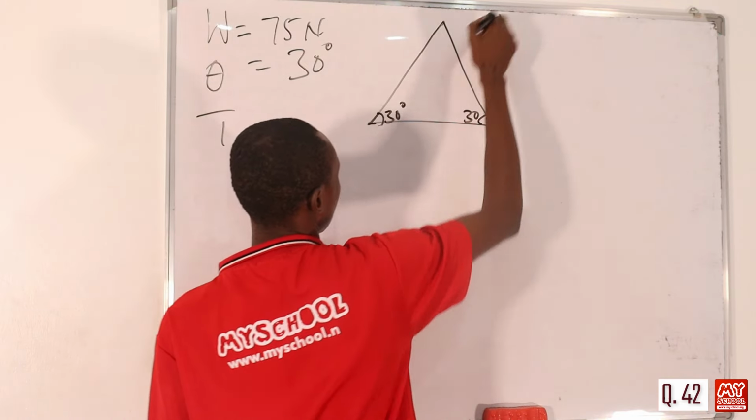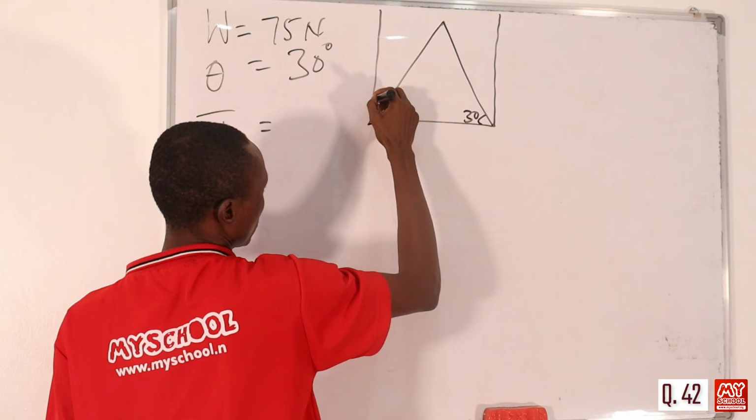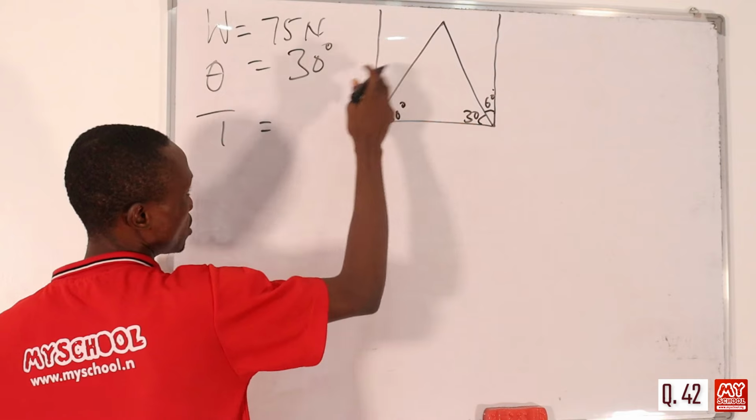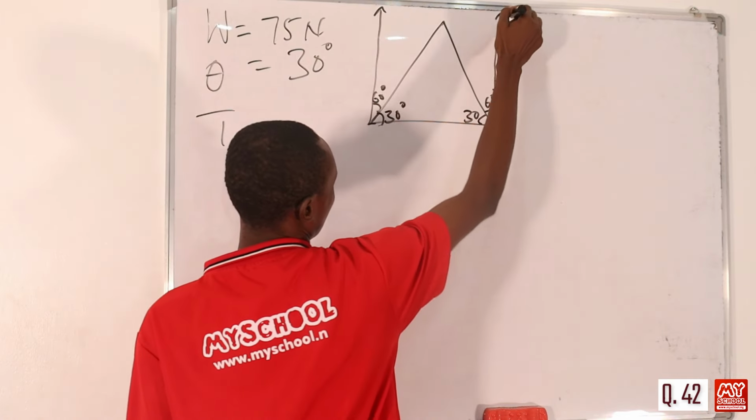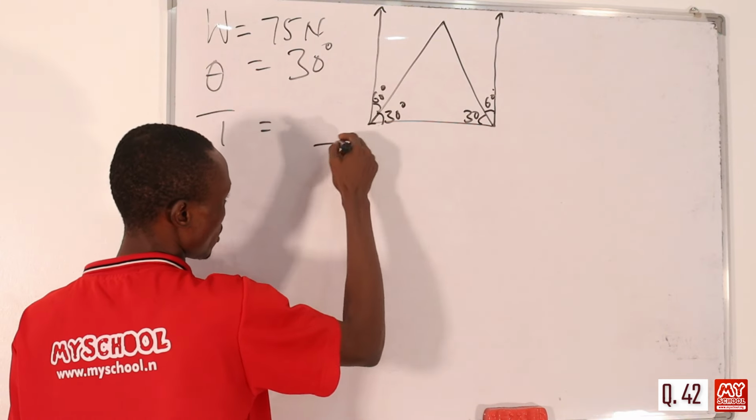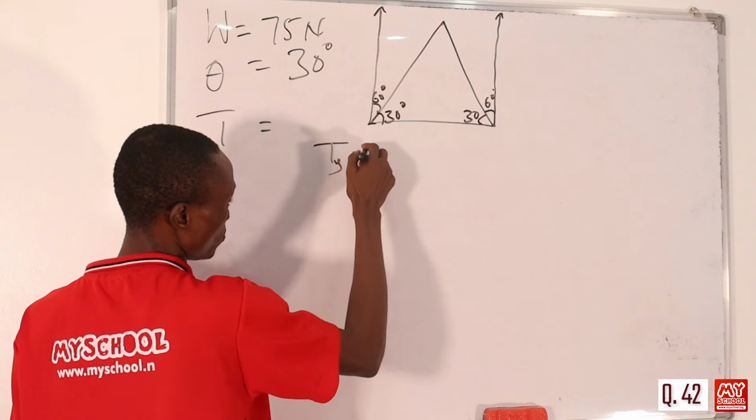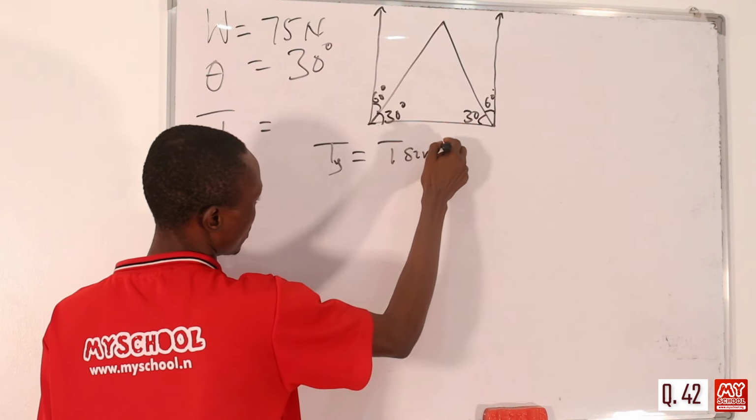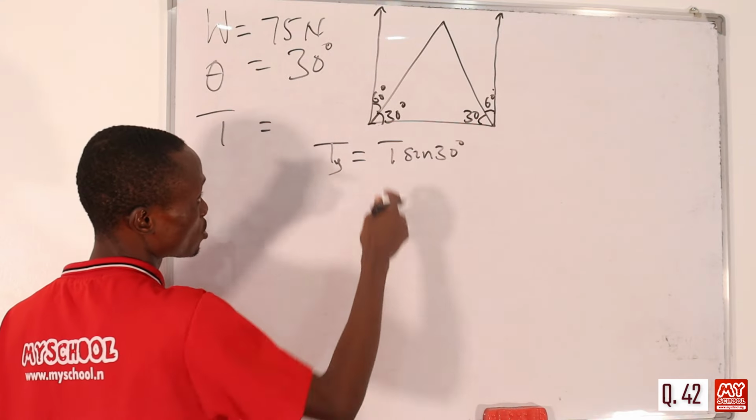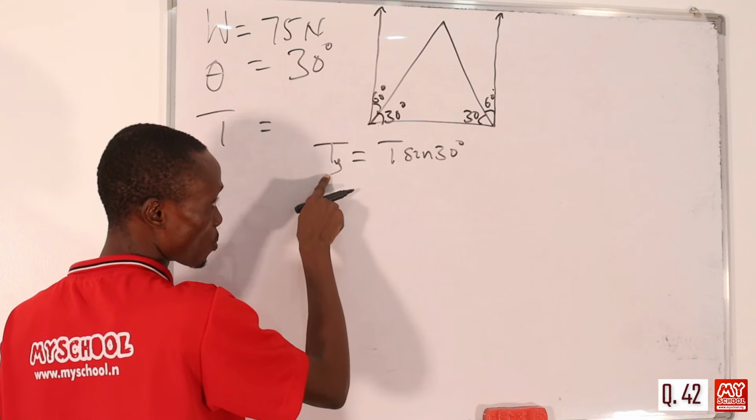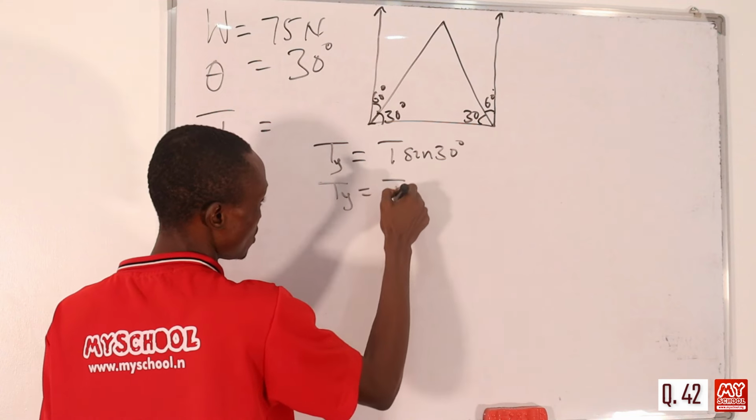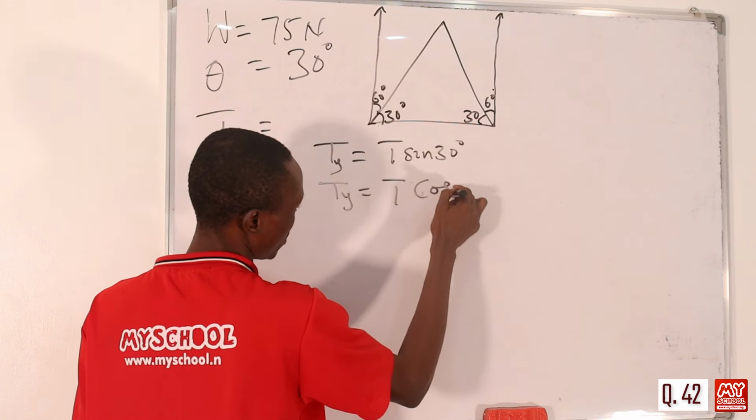So we can take this up, so here we'll be having 60 degrees, and here will also be 60 degrees. So the tension in the cord can be resolved into the horizontal and vertical components. If we use 30 degrees, then the vertical component of the tension will be T sine 30 degrees. But if we use 60, then the vertical component, Ty, will be equal to T cos 60.